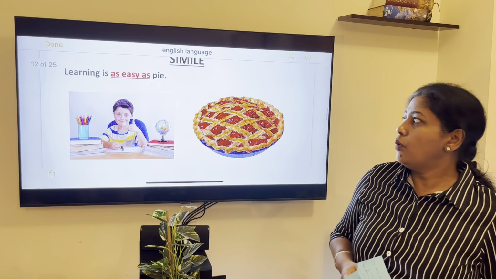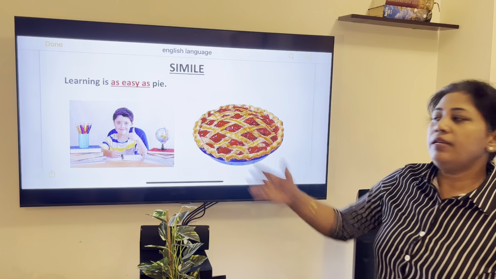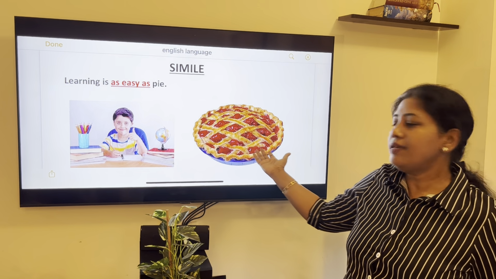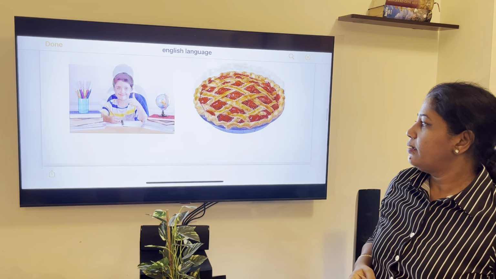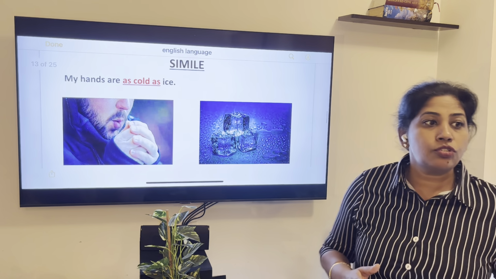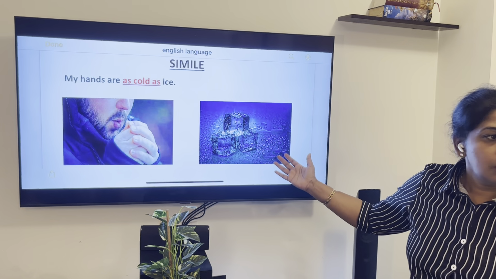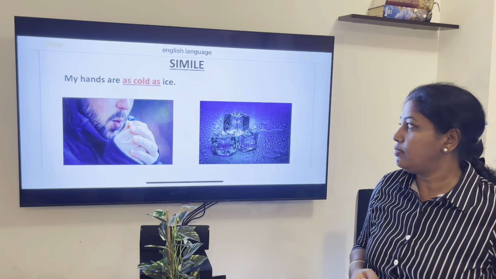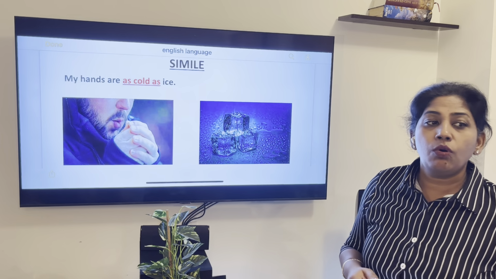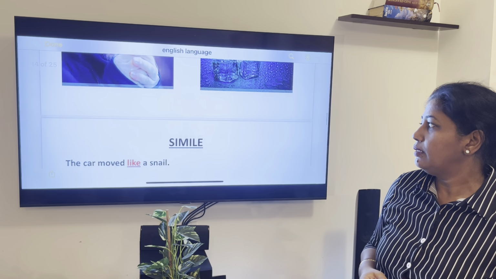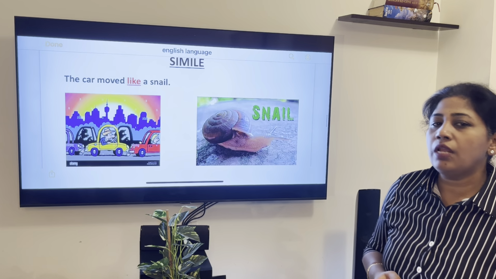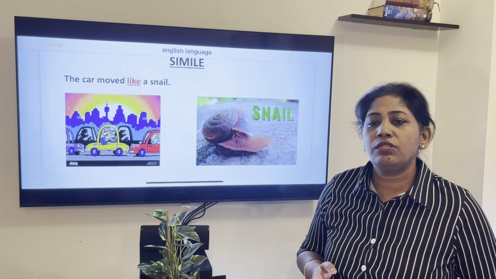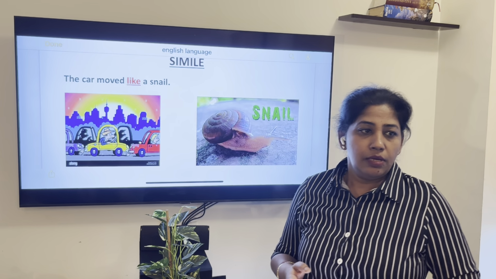Now, some more examples we take. Learning is as easy as a pie. My hands are as cold as ice. He's freezing. My hands are as cold as ice. So comparison between how cold his hands are with ice. The car moved like a snail, which means the car was very slow. It was riding very slowly. Can you see?